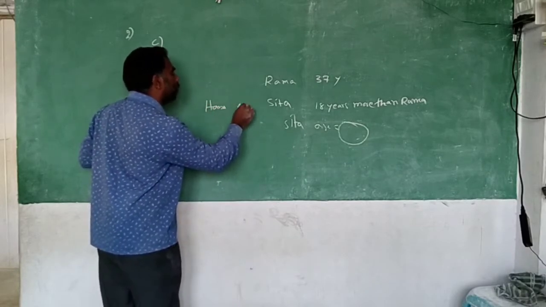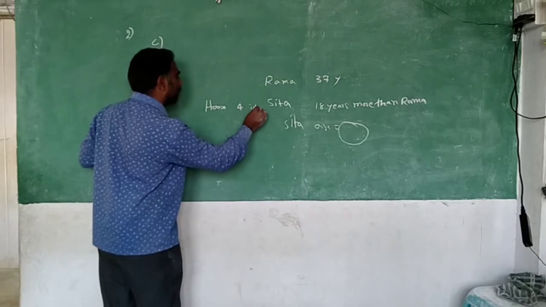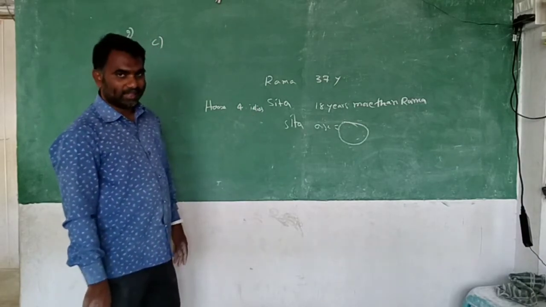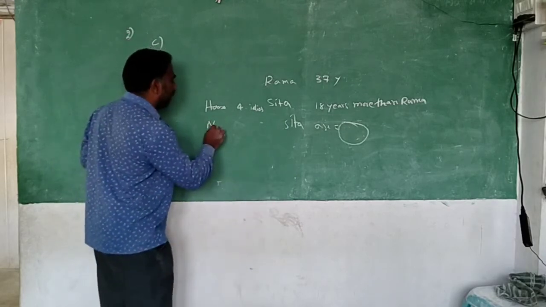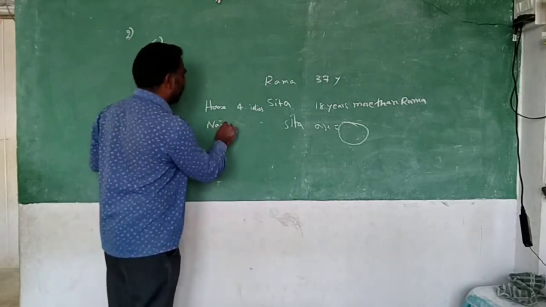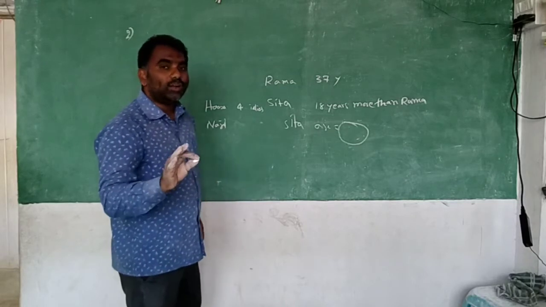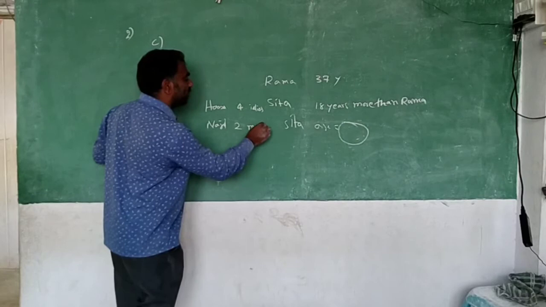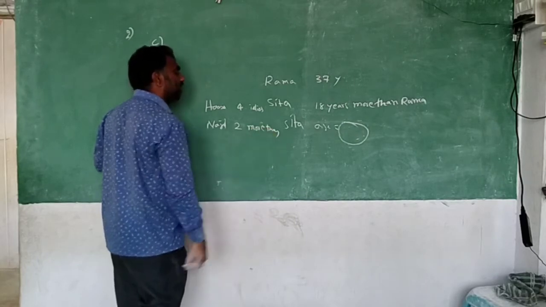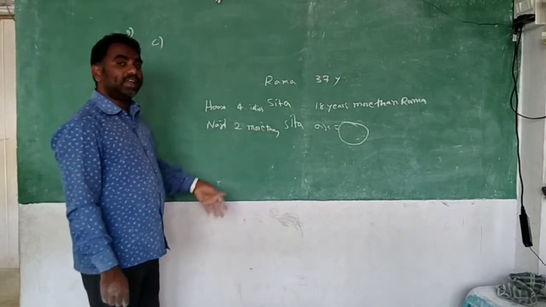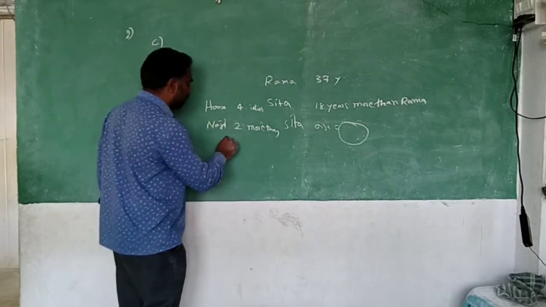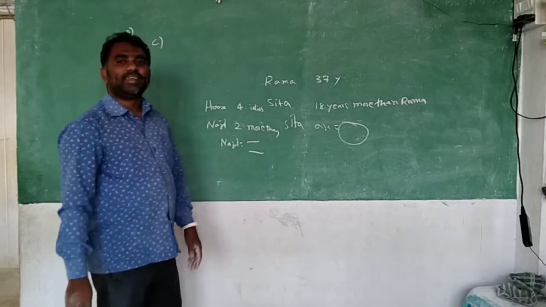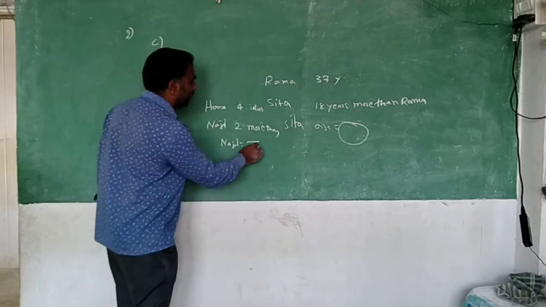Harshavardhan ate 4 idlis. Nazil ate, not 2 idlis, 2 more than Harshavardhan. 2 more than Harshavardhan. Now my question is, how many idlis did Nazil eat? Yes, very good. 6 idlis.